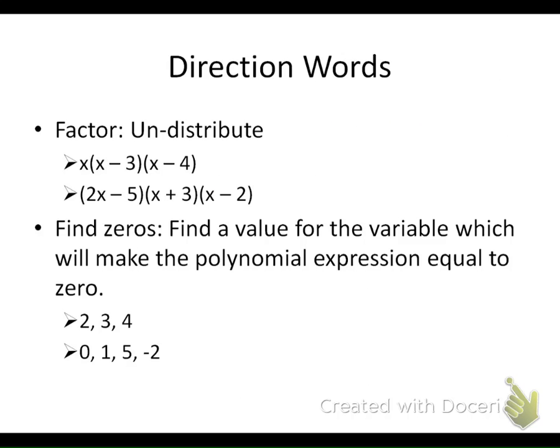Pause this screen or pause the video to look at these direction words. To factor, we will undistribute. Notice what our answers will look like. To find zeros, we're going to find a value for the variable, which will make the polynomial expression equal to 0. Notice what these answers look like.